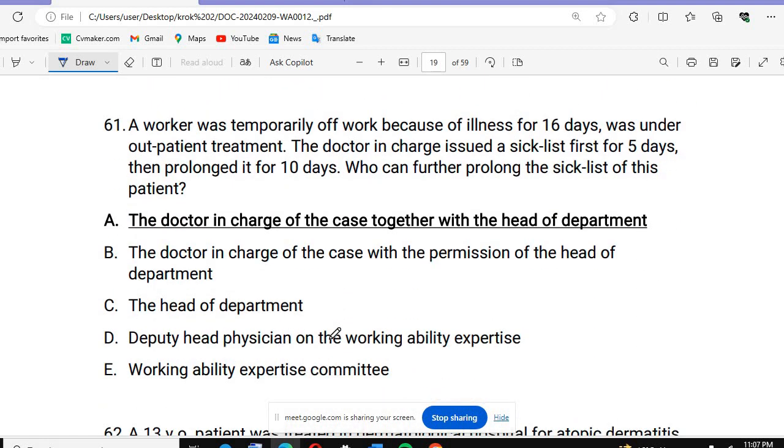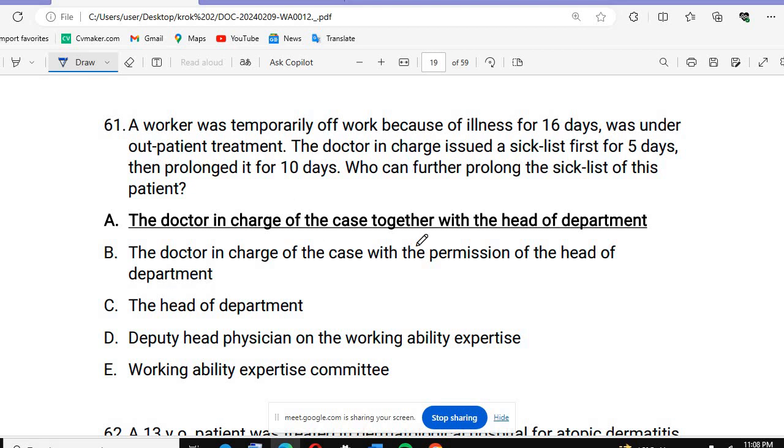Next question, a worker was temporarily off work because of an illness for 16 days. Was under outpatient treatment. The doctor in charge issued a sick list first for 5 days, then prolonged it for 10 days. Who can further prolong the sick list of these patients? So this question is from the hygiene.